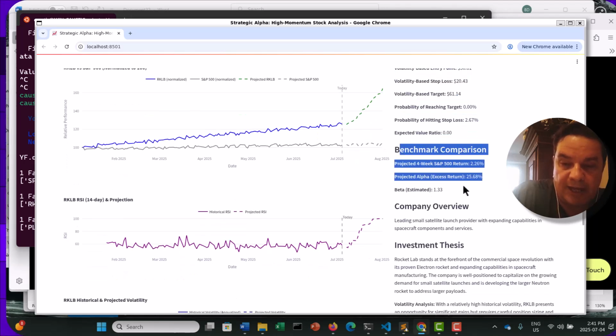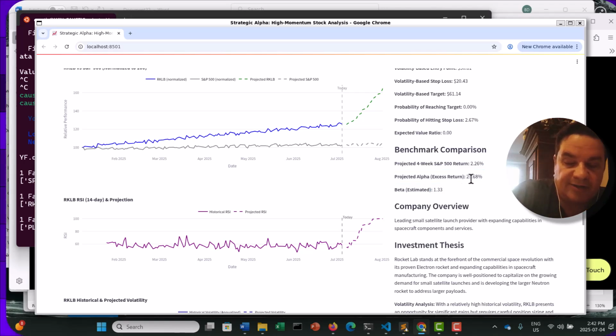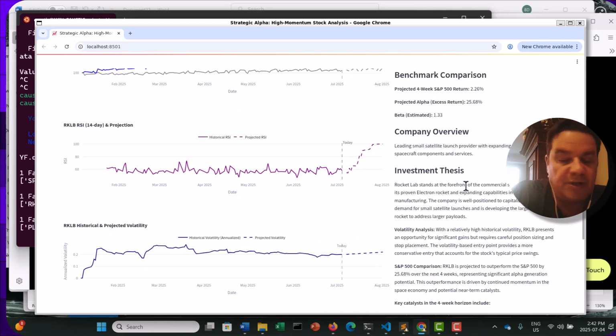So benchmark, okay, this is the interesting thing. We have a projection here with the benchmark of the S&P 500. So it's going to return, as I said, 25% against the 4-week projected return of 2.2%. Here's where it goes into the logic of why I would want to do this. I specifically asked for this.